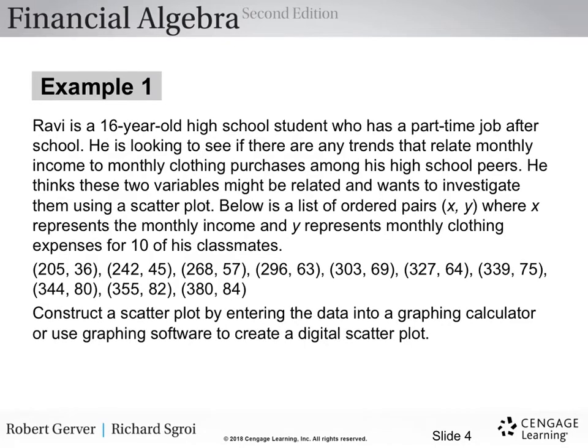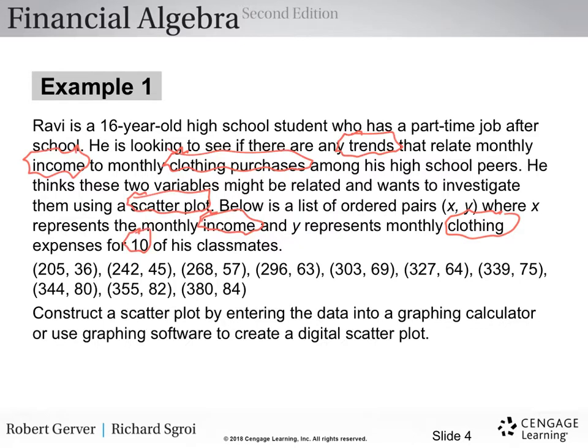So here's our first example. Ravi is a 16-year-old high school student, has a part-time job after school. He is looking to see if there are any trends that relate monthly income to monthly clothing purchases among his high school peers. He thinks these two variables might be related and wants to investigate them using a scatter plot. Below is a list of ordered pairs where X represents the monthly income and Y represents the monthly clothing expenses for 10 of his classmates.